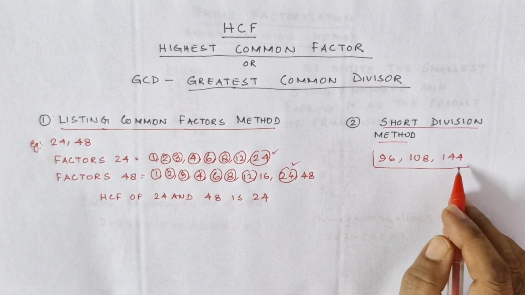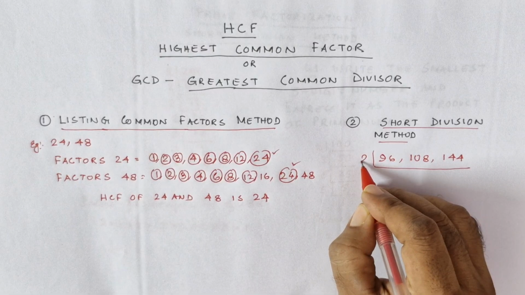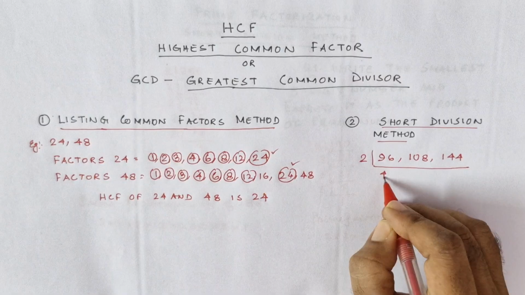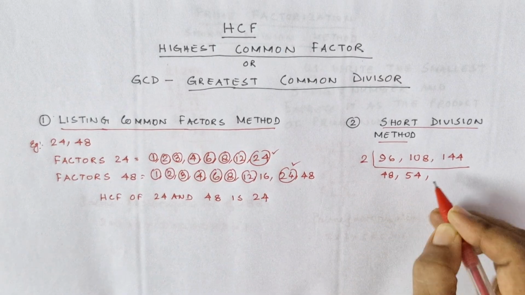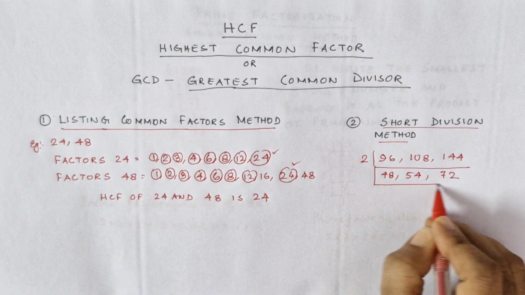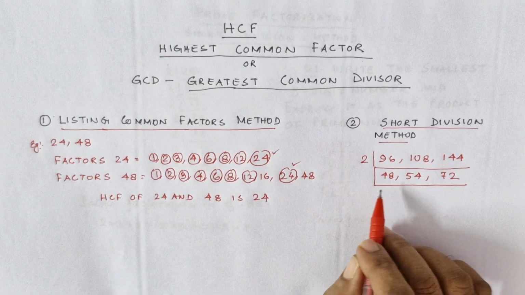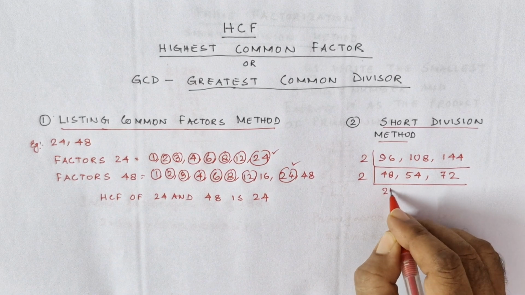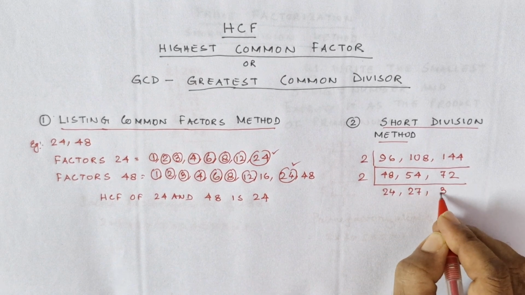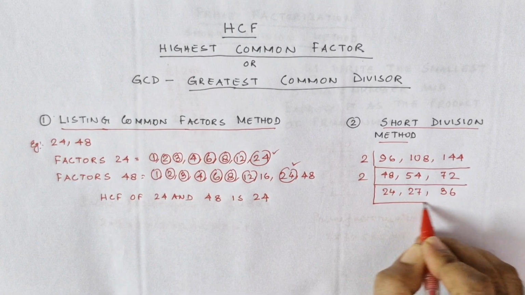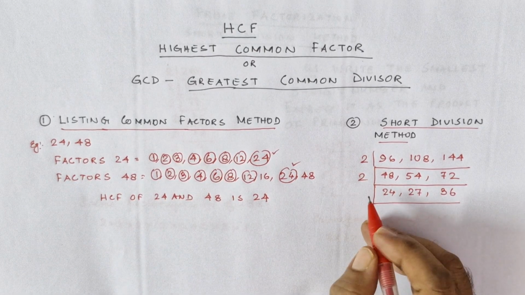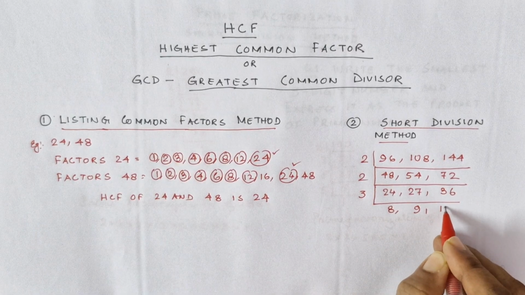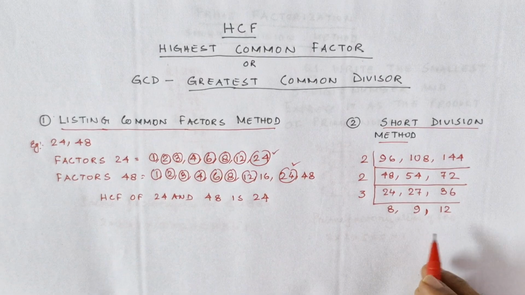So we have been given 96, 108 and 144. We'll start with 2, right? So 2 is a common factor between these three. So 48, 54, 72. Again we see 2 is the common factor among these three. So go ahead, divide them by 2. So 24, 27, 36. Now 2 is no more common, so we'll move on to the next prime number, that is 3. 8, 9 and 12, right?